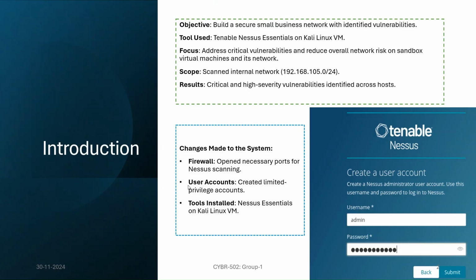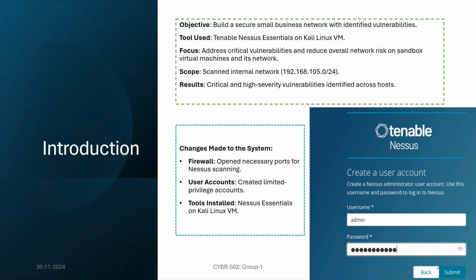Let's begin. The objective of our project was to ensure a small business network is secured. For this, we used Nessus Essentials on a Kali Linux VM to scan and assess vulnerabilities in the internal network sandbox, which is up and running at the 192.168.105.0/24 subnet. The focus was on identifying critical vulnerabilities across sandbox virtual machines, and reducing overall risks.